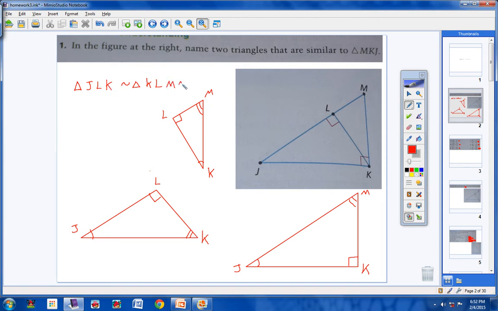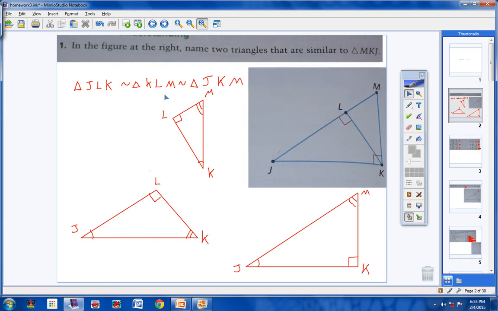Okay, so similar to. Now, K's first here. K has 1 mark. So what angle has 1 mark down here? J. Next is L. L's the right angle. So down here the right angle is K. My last letter is M. M has 2 marks. The angle down here with 2 marks is M. So what I've done there, students, is I've drawn a similarity statement that's really going to be helpful later, okay?